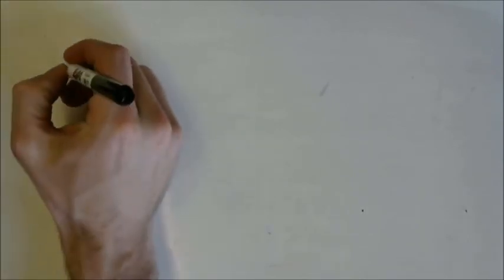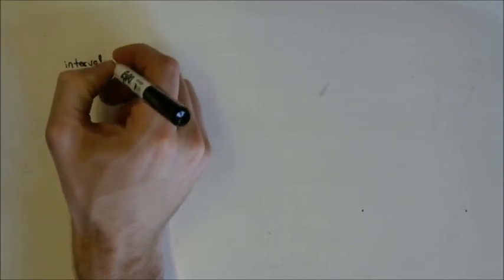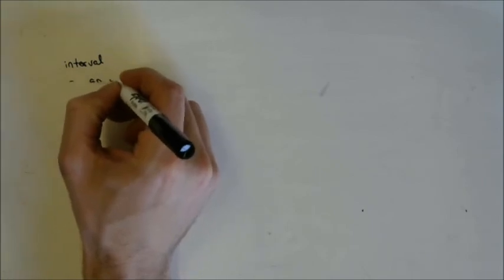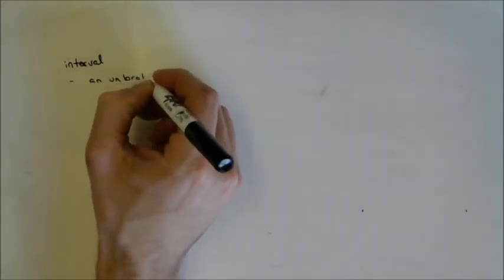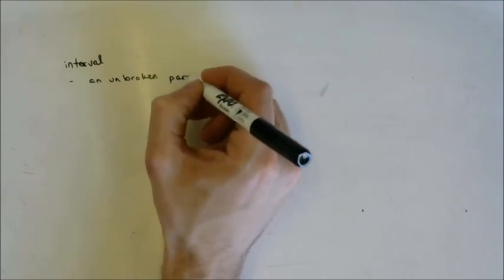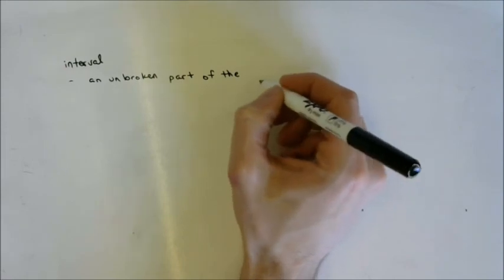3.4, properties of exponential functions. So you already kind of know what they look like, and we want to know how to talk about them. So the first note that we have is on interval. What is an interval? This is an unbroken part of the real number line.